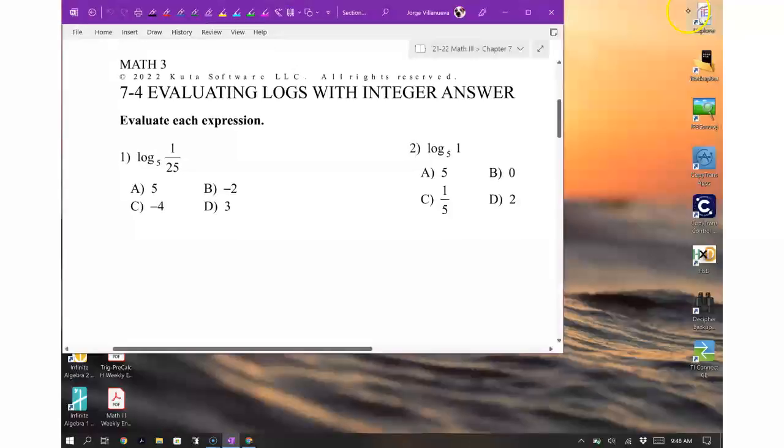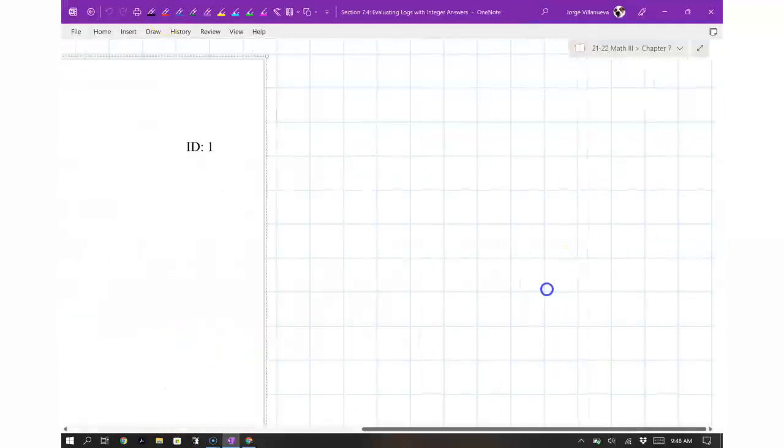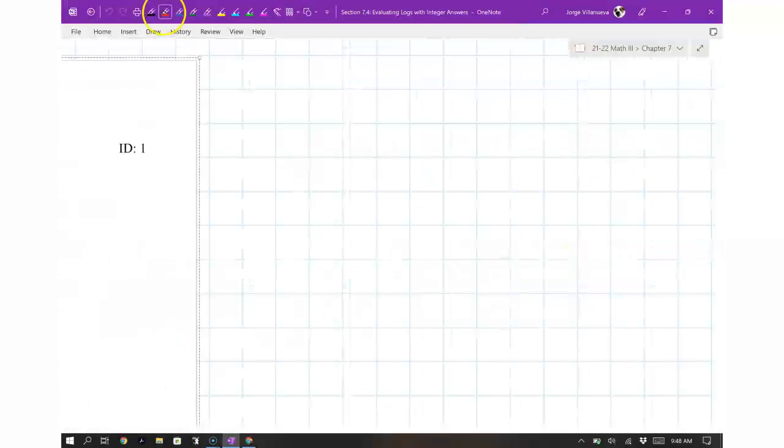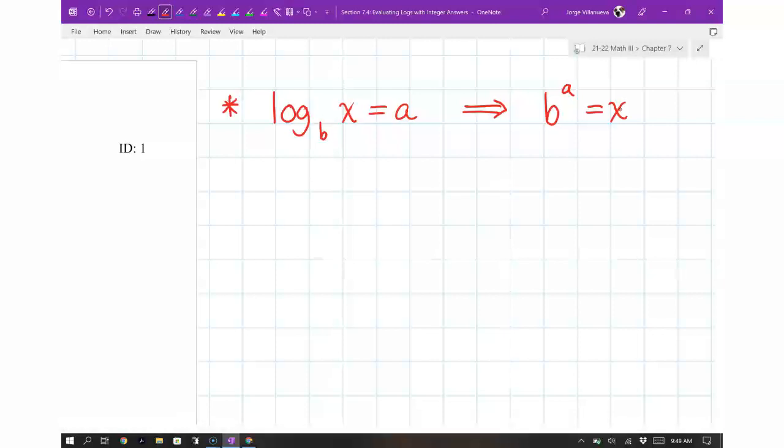Let me write down a couple of notes, okay? So first off, log base b of x equals a. Now, this is what we did last Friday, okay? This means that you can rewrite it as b to the a equals x. So notice this isn't new. This is old stuff, okay? I'm just reminding you, this is what we used to do.